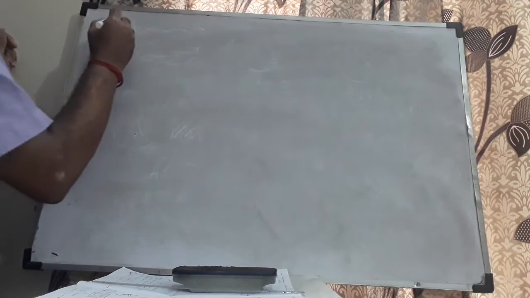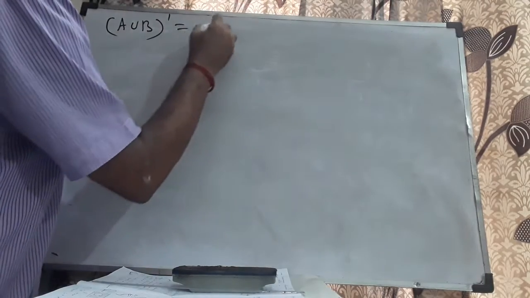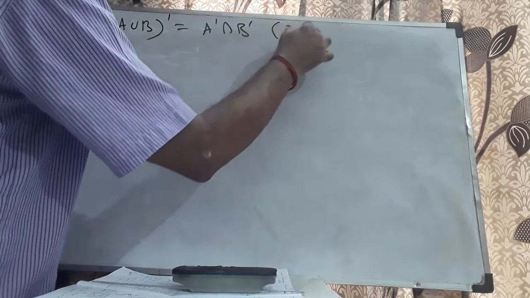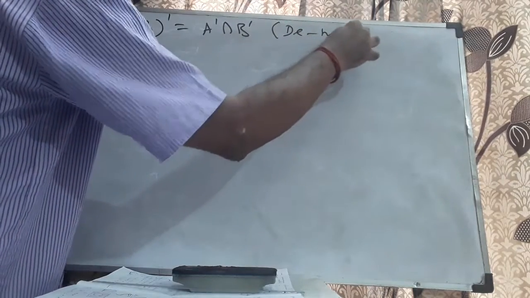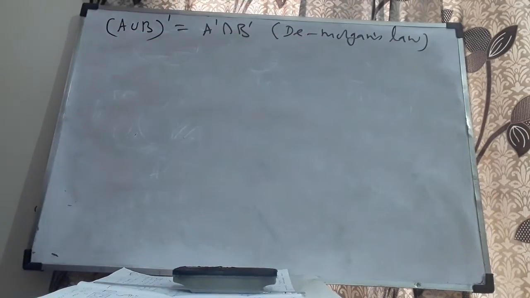In this particular video presentation, we'll continue some more results related to set theory using Venn diagrammatic representation. Just listen carefully. One such result goes like this: (A union B)' is A' intersection B'. This is one of De Morgan's laws.